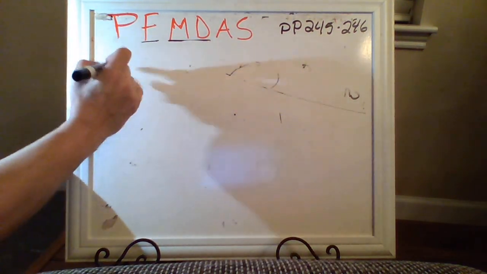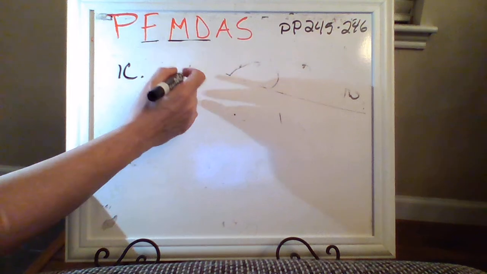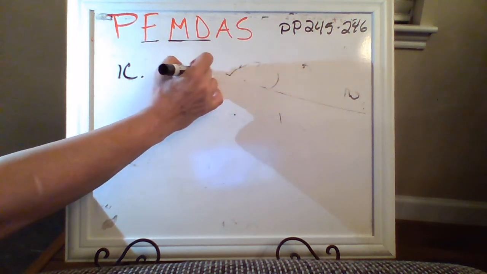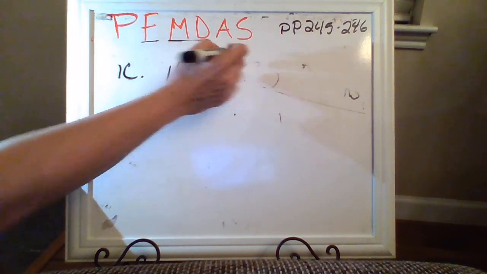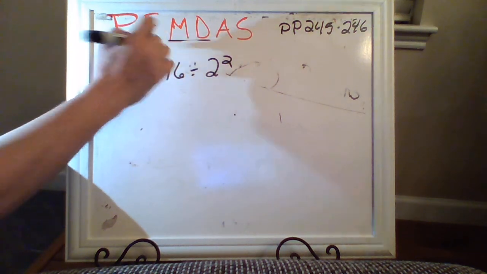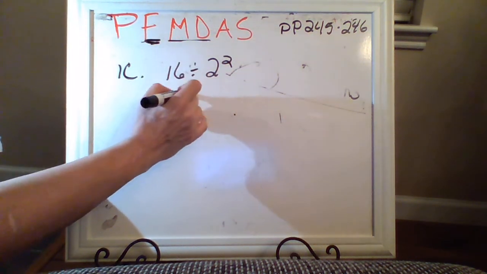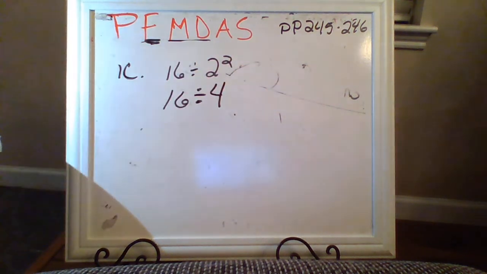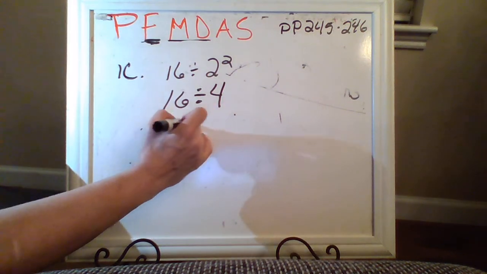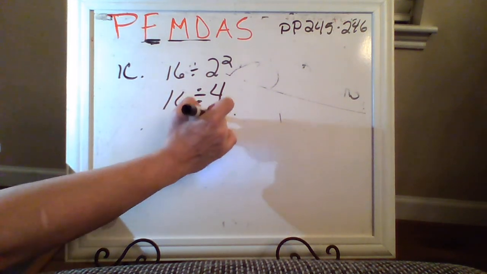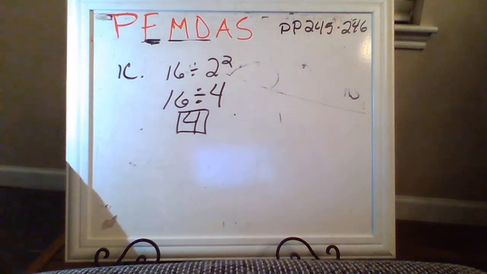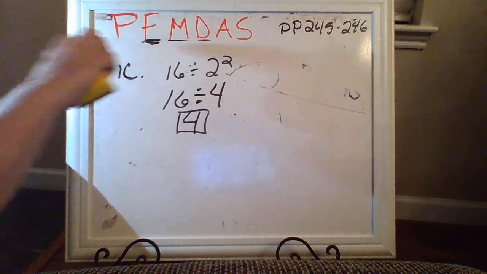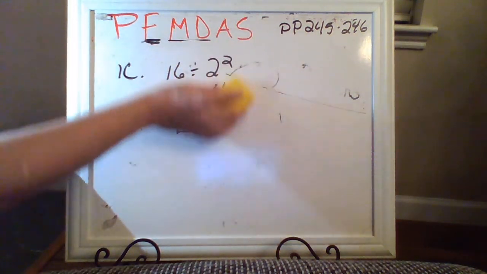Okay, let's look at 1C. 1C is 16 divided by 2 squared. According to this, I have to do exponents first. So 2 squared is 4. So now my problem is 16 divided by 4, which is 4. Super, super easy as long as you follow the order.